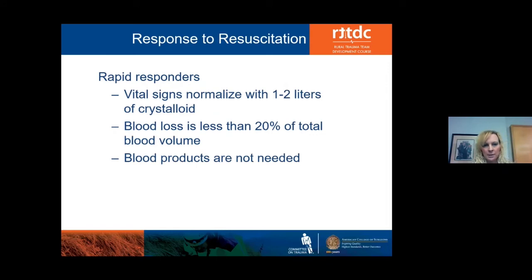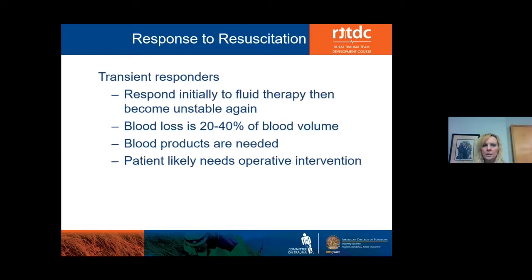So rapid responders, again, vital signs normalize with the 1 to 2 liters, maybe a unit of blood. Your blood loss is going to be very minimal, less than 20% of the total blood volume. And sometimes in these patients, you may not even need blood products. You give them some fluid and they're fine. Again, the transient patients, they're going to respond initially. You can say the blood loss volume is around 20 to 40%. Blood products are typically going to be needed, and the patient likely is going to need some sort of operative intervention. And again, like I said, these patients are the tricky patients.